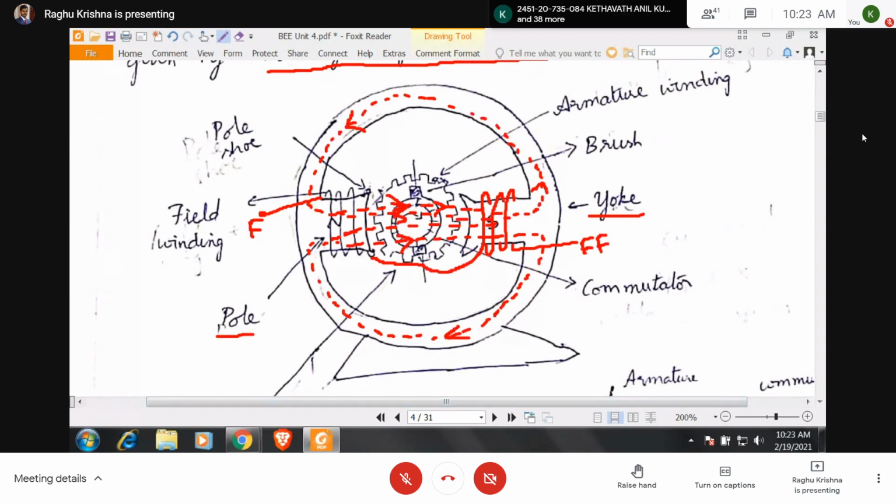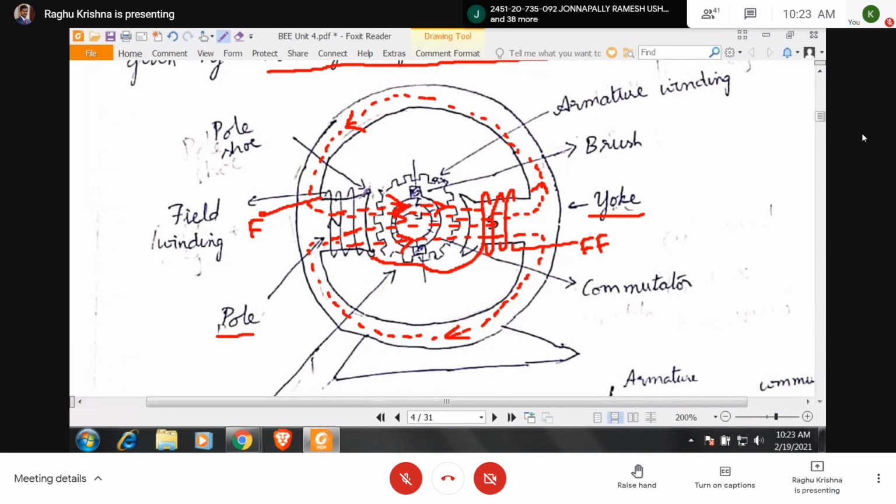So here you have the magnetic field. When the field winding is excited, that means when the field winding is supplied with DC power, DC voltage, here we are going to get a magnetic field, and you can see the magnetic flux lines, magnetic lines of force.